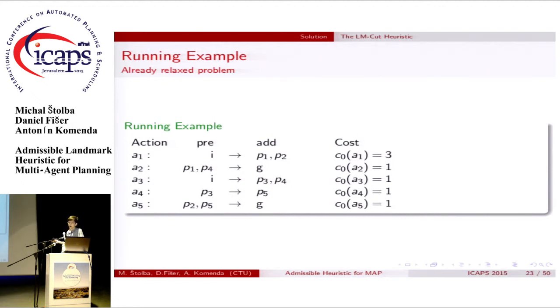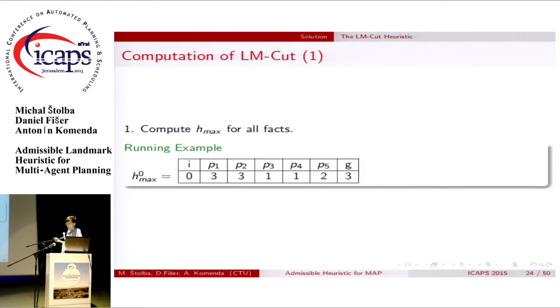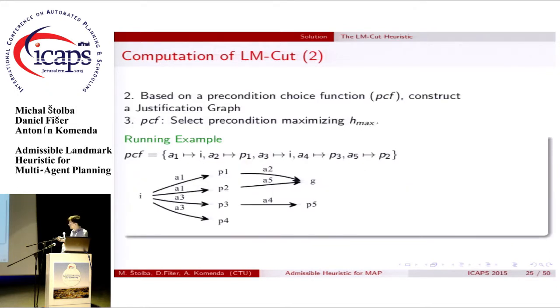Okay, so I will demonstrate how the centralized LM-cut heuristic works on a centralized version of the problem. So we have no agents here. We have 5 actions. They have preconditions, add effects, it's a relaxed problem, and costs. So in the first step, we compute the Hmax heuristic for all the facts. And the Hmax heuristic is then used to select one precondition for each action, with some kind of precondition choice function, which chooses the precondition which maximizes the Hmax.